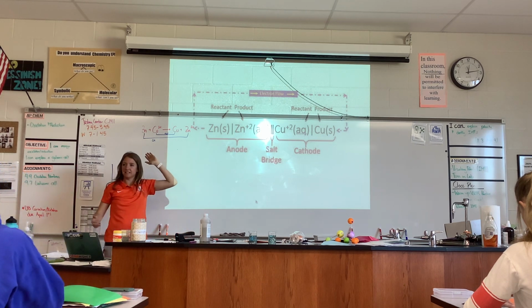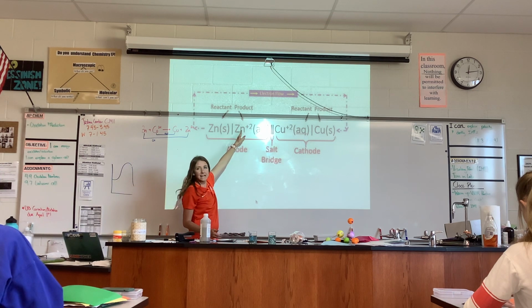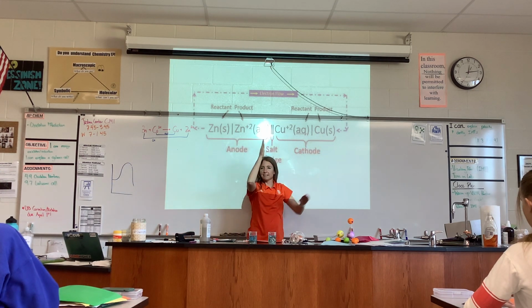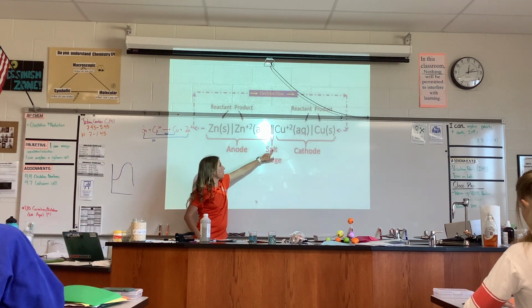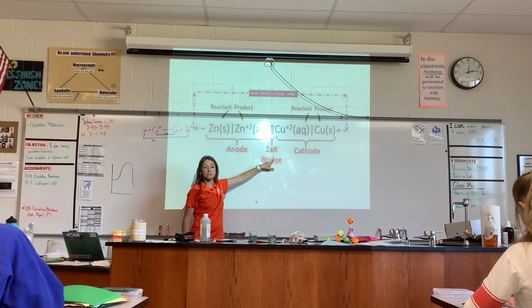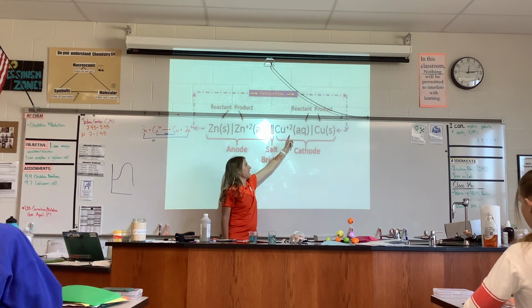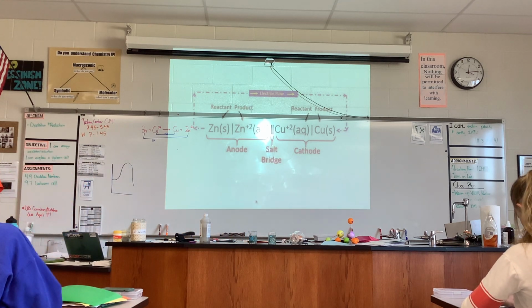So the way you write cell notation is you always show what's being oxidized, and then what's being reduced, and the lines kind of represent the different cells. So the double line always represents the salt bridge, and then the single line represents reactant to product, reactant to product. It's not as common on the AP test, I'll be honest, but every so often they choose to use this notation, so I just want you to be familiar with it.